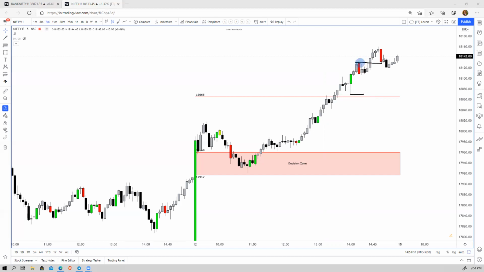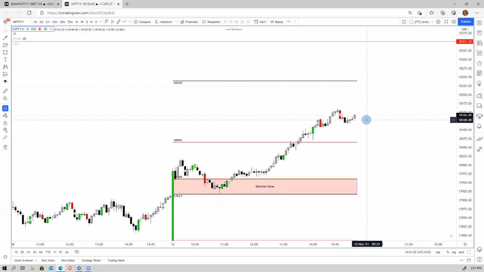At this point, you can exit, because the rest of the move is not intended. You can see this is the final target 239, but it's already 230 and 3. So the profit bookings are very close and you're already in profits for the day. So 50 to 100 points, as I always say, is a very good capture for an intraday trader.